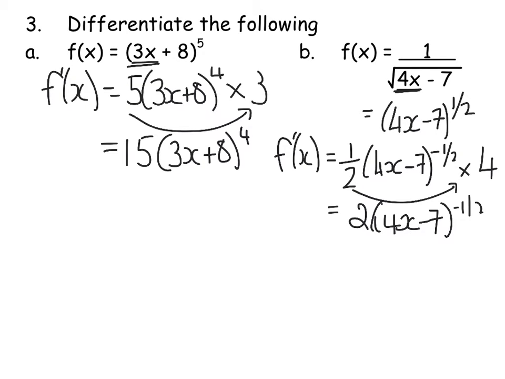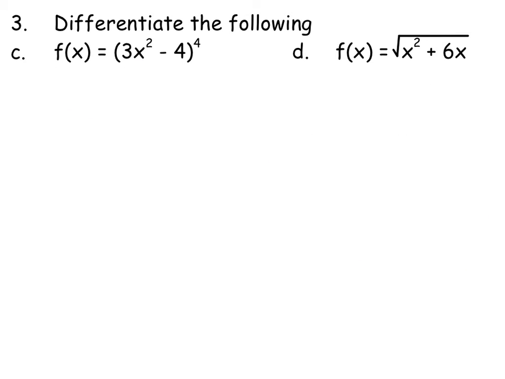And although the question didn't mention it, it's always good to rewrite with positive indices. So that would be 2 all over 4x minus 7. And you can either write that as a power of a half, or you can put a square root over it all. Your choice, okay? I'm going to leave it as the square root.